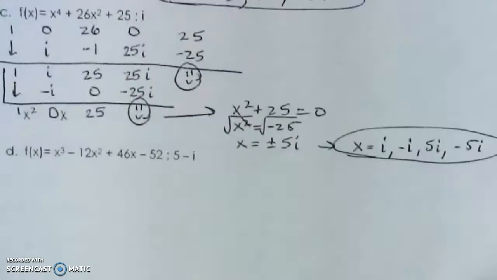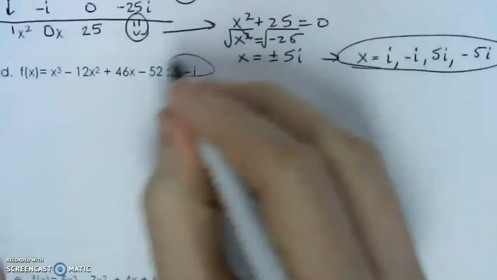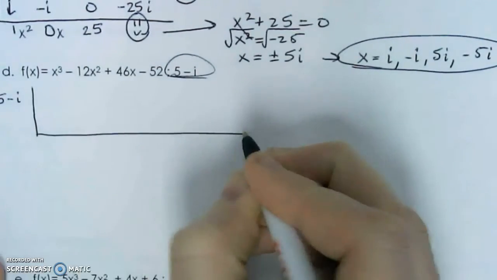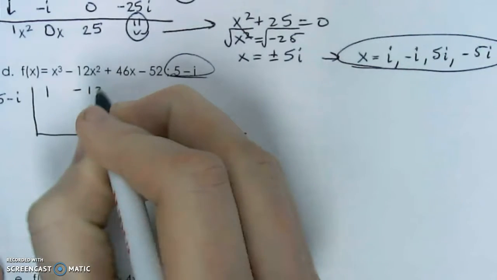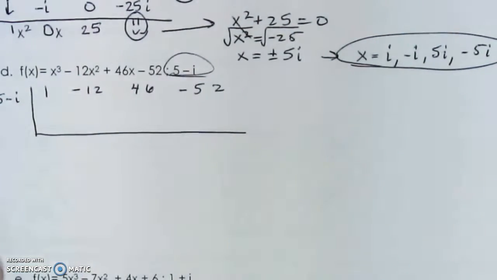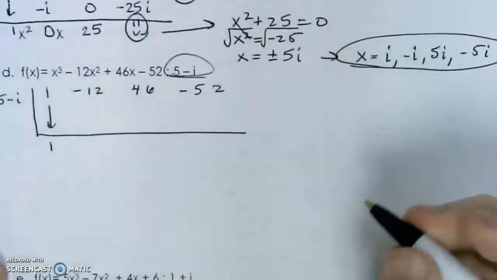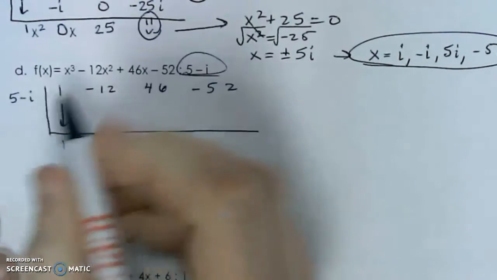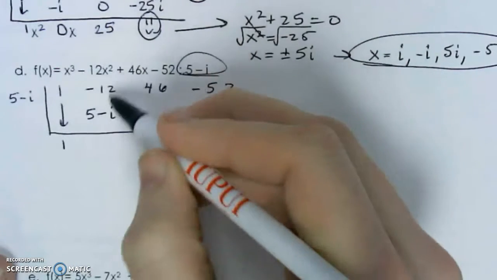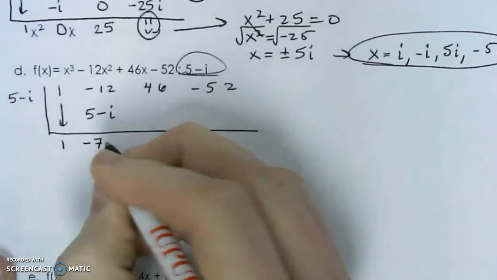For D, it's a little more complex because you've got 5 minus i as the root. So we've got 5 minus i, and then I've got 1, negative 12, 46, and negative 52 as my coefficients. And we bring down the first term. You multiply 1 times 5 minus i, which is 5 minus i. You add your column, and you're going to get negative 7 for the real numbers, and then minus i for the imaginary.